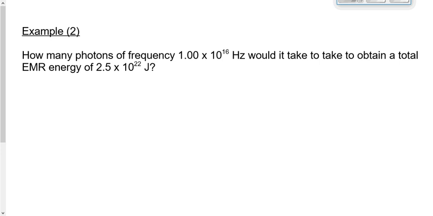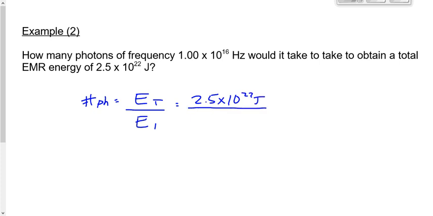Yeah, remember what we did for the number of electrons. We divided the total charge by the charge of one electron. If we want to find the number of photons, let's divide the total energy by the energy of one photon. Now, the total energy is given to me here as 2.5 times 10 to the 22 joules. What's the energy of one photon? Well, we just learned how to find that, right?